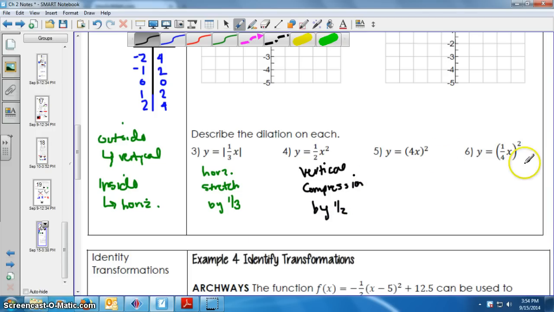So try those last two on your own. All right, and hopefully you got horizontal, opposite thinking, so it is a compression by 4. And then this last one is still horizontal since it's on the inside, but this time it's a stretch, opposite thinking of, even though it's a fraction, we think opposite, so think bigger, so think stretching by 1/4.